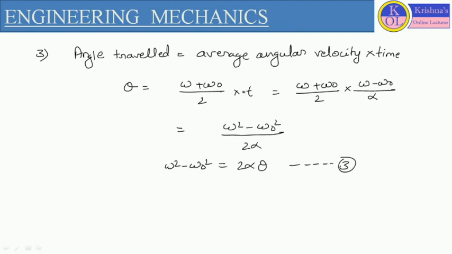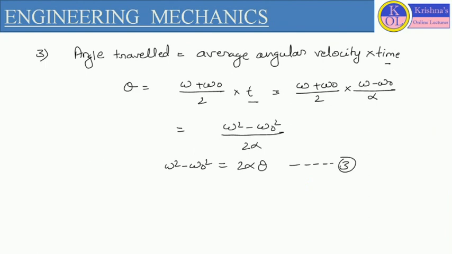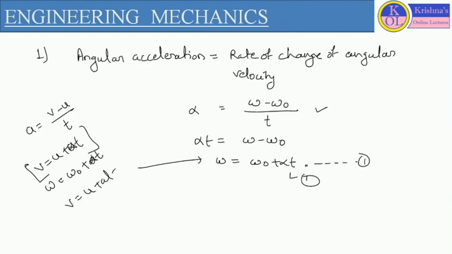The third equation we will define by the same relation: angle traveled equals average angular velocity into time. Here we are not changing the average angular velocity term, we will change the time term. So it will be theta equals omega plus omega naught by 2 into t. In place of t, as we know, the first equation is omega equals omega naught plus alpha t, so t equals omega minus omega naught by alpha.